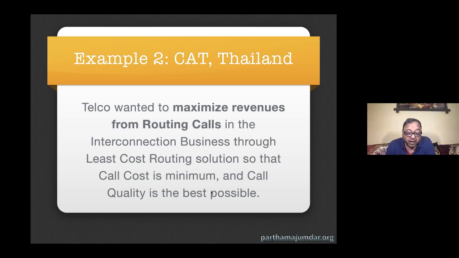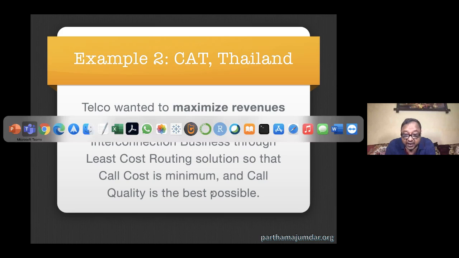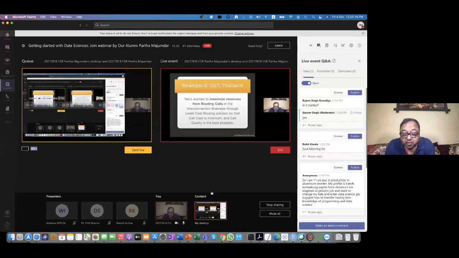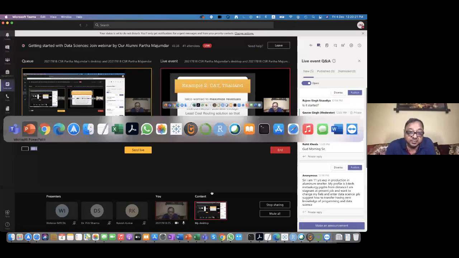So I hope you got a sense of what data science application is in terms of one particular aspect of the telecom business. I will again check if there are any questions. No questions, so we can carry on to the third example.